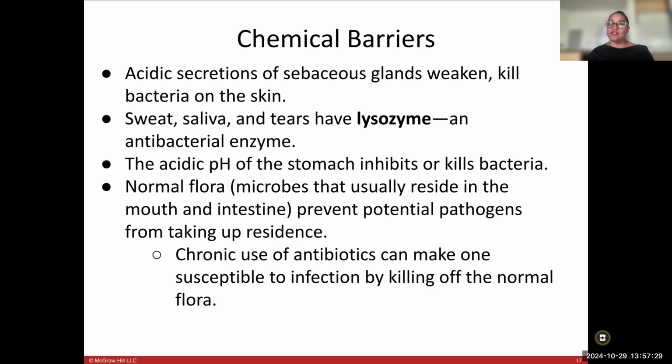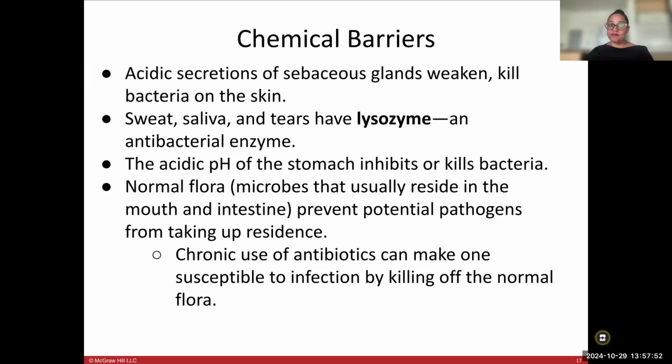Chemical barriers are acidic secretions of the sebaceous glands. They will weaken or kill bacteria on the skin. Sweat, saliva, and tears have lysozyme, which is an antibacterial enzyme. The acidic pH of the stomach will inhibit or kill bacteria. Our stomach has a pH of, I think, maybe between 2 and 3. Most bacteria don't like it very much.